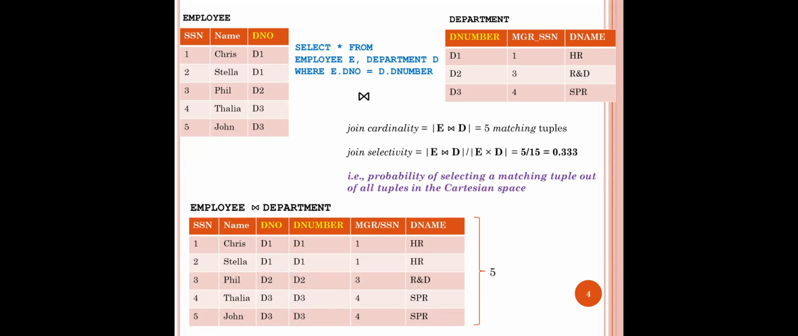So join selectivity is the fraction of the join cardinality, where in this case is 5 matching tuples, out of all the possible concatenated tuples that we can generate. So in this particular example, the join selectivity is 0.33, and actually it reflects the probability of selecting a matching tuple out of the Cartesian tuple space. This is the concept of the join selectivity, if we're about to provide the metaphor of being a probability metric.